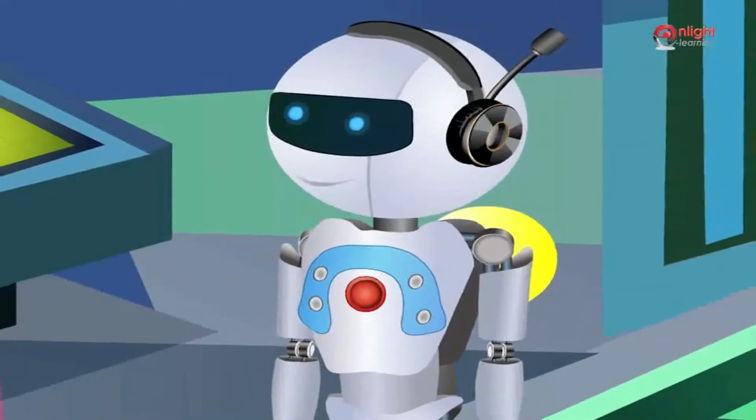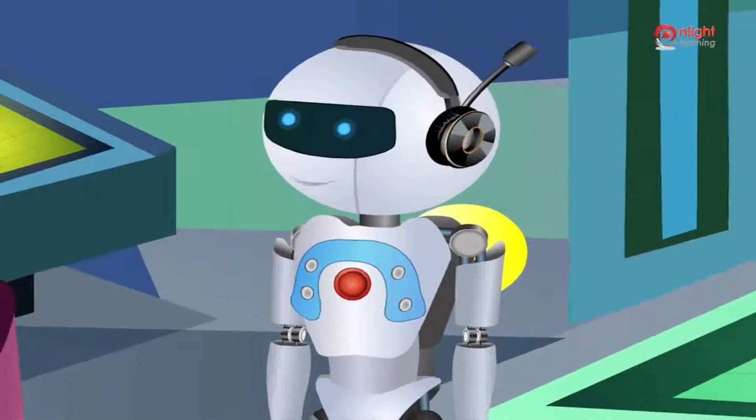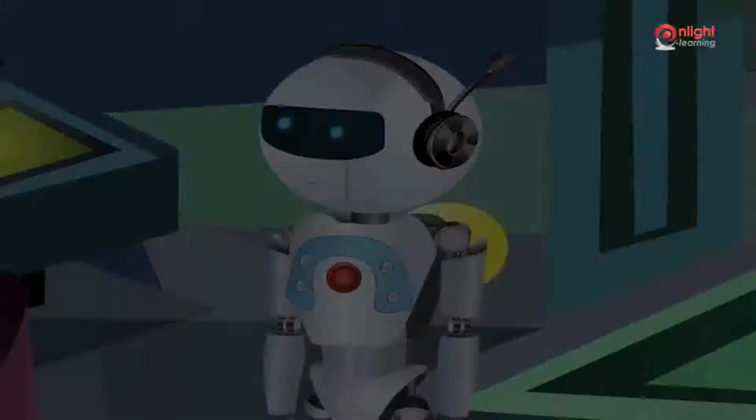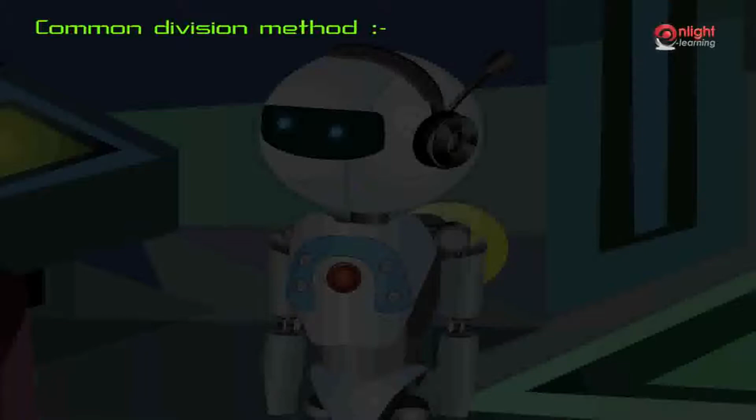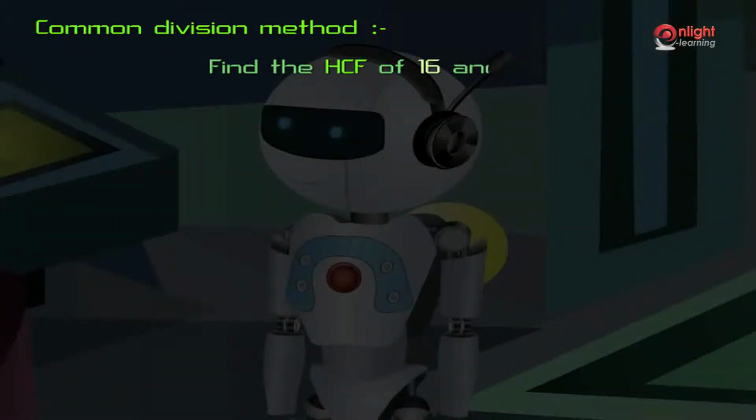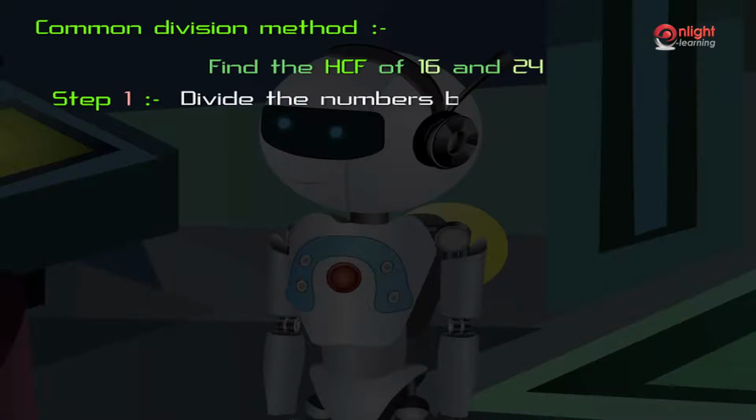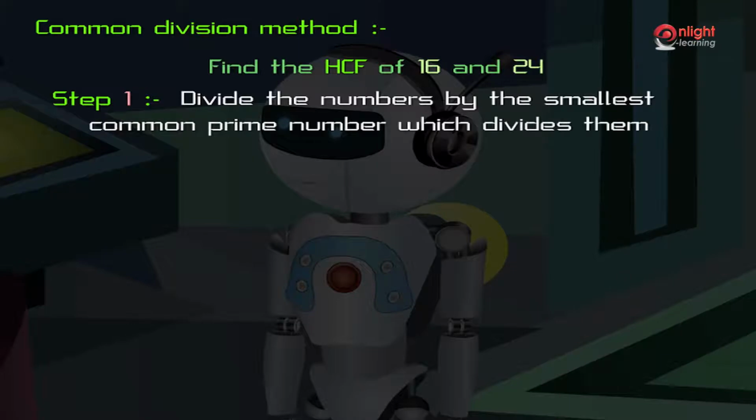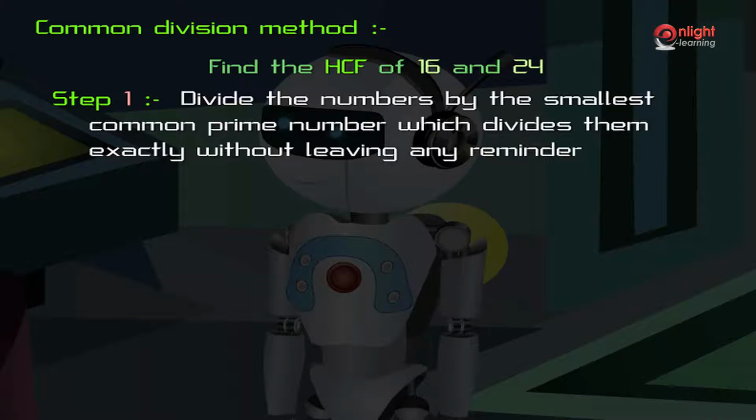Now, let us find the HCF of the given numbers by common division method. Find the HCF of 16 and 24. In this method, the first step we do is to divide the numbers by the smallest common prime number, which divides them exactly without leaving any remainder.